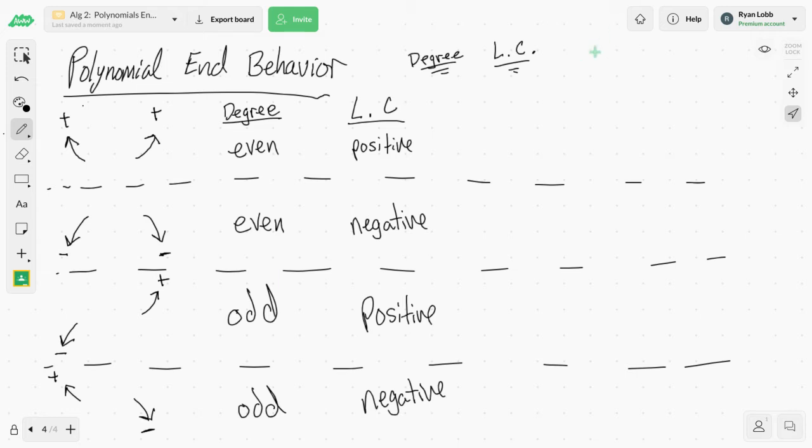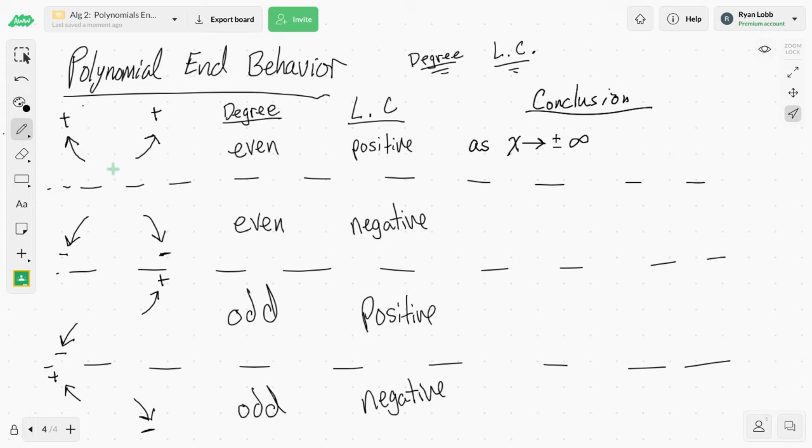Now, how are we going to formalize and write this result? How do we actually write our conclusion? Here, what we're going to write is: as x, this little arrow is read as approaches, and then we write plus or minus infinity.